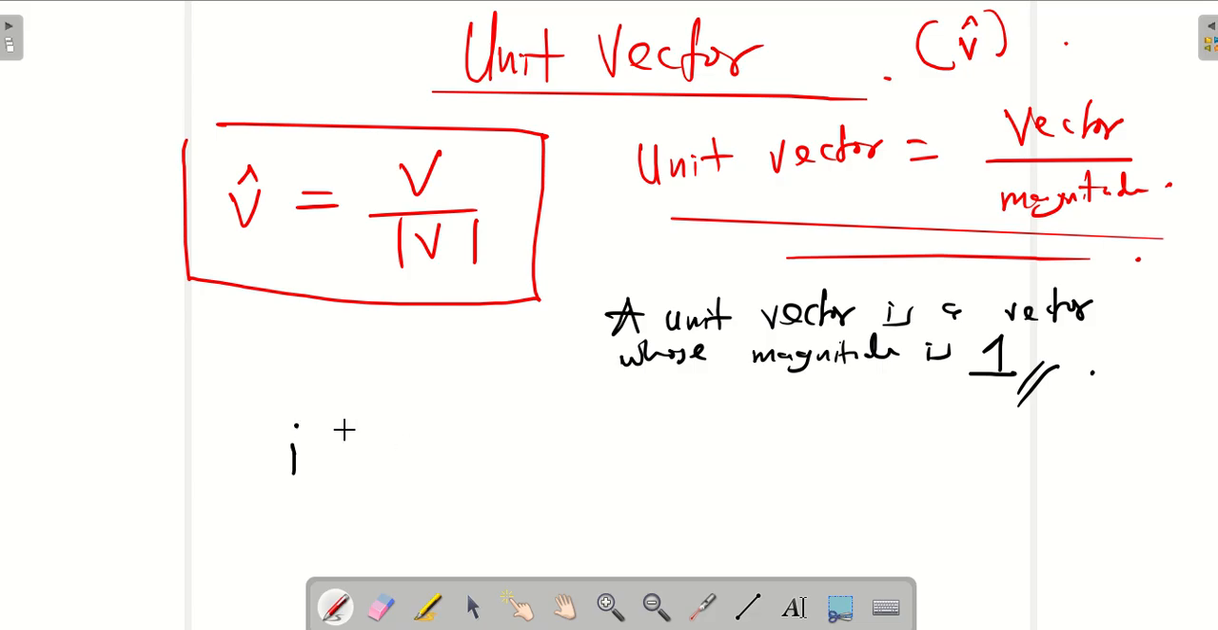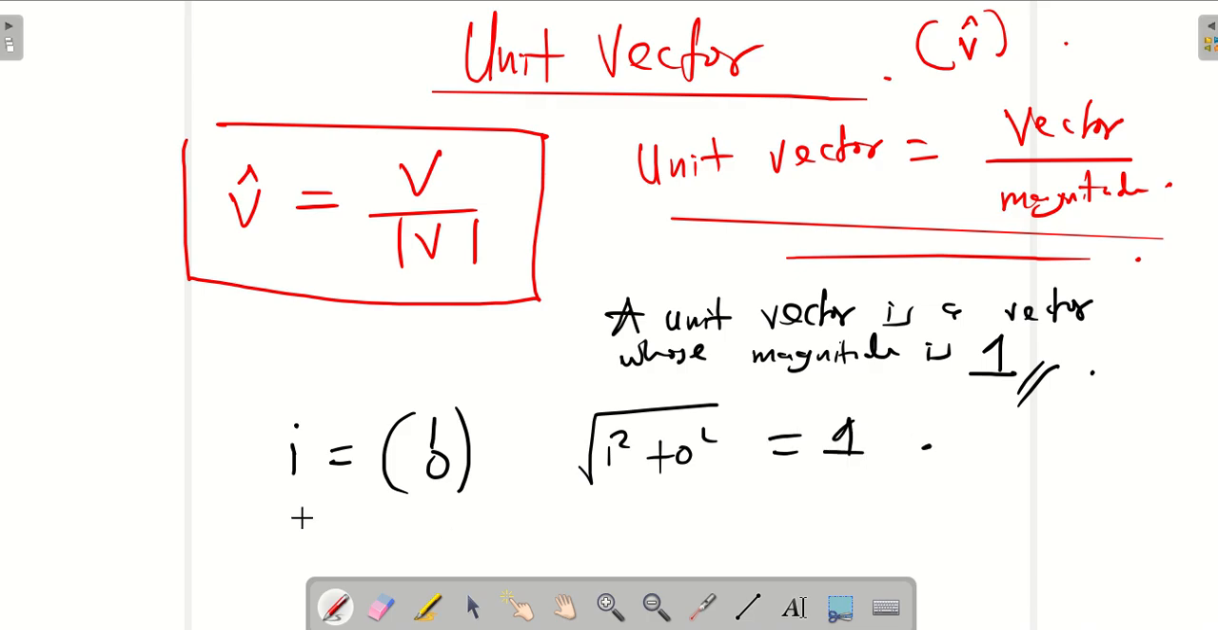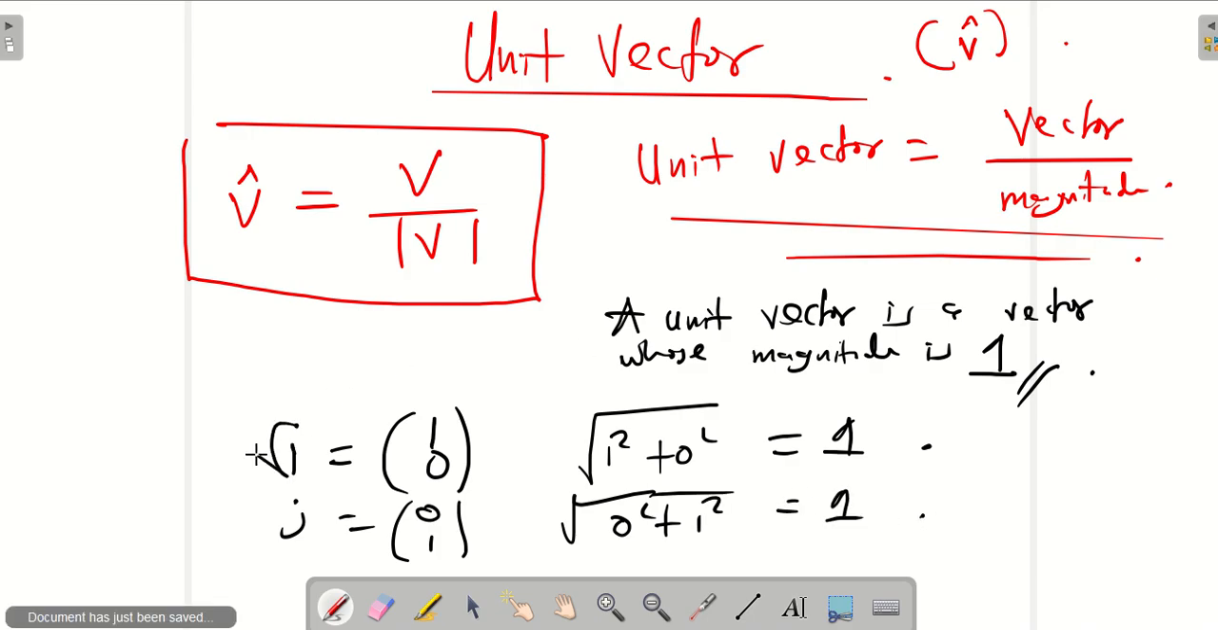Now, how do we write i in component form? The column form will be what? (1, 0). Let's find the magnitude of this: 1 squared plus 0 squared, square root. The answer is what? Another unit vector is j, which is (0, 1). Which is going to be 0 squared plus 1 squared. The answer is what? So they are all unit vectors. So i is a unit vector along the x-axis, and j is a unit vector along the y-axis.